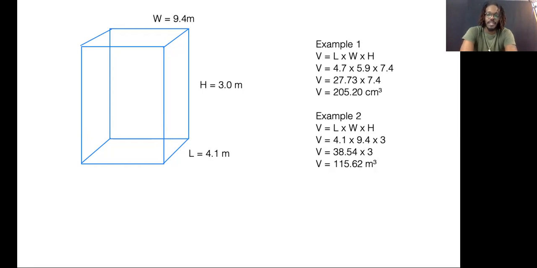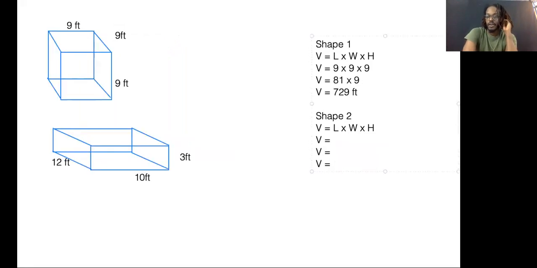We're gonna do 9 times 9 times 9. 9 times 9 is 81. I'm gonna bring down that last 9, and then 81 times 9 is 729. And that's cubic feet. 729 cubic feet.